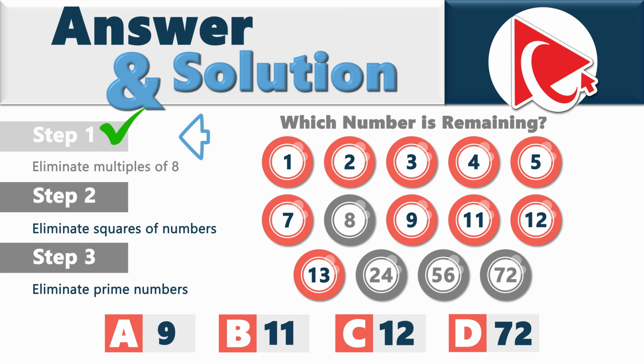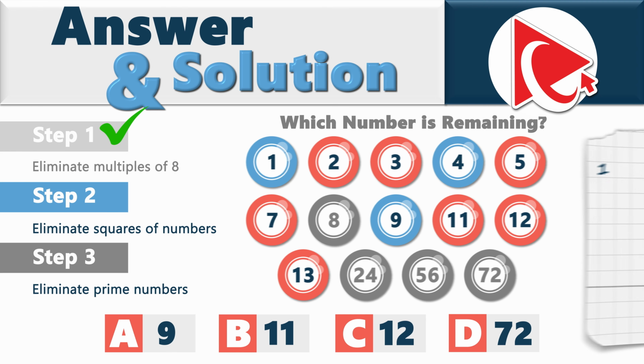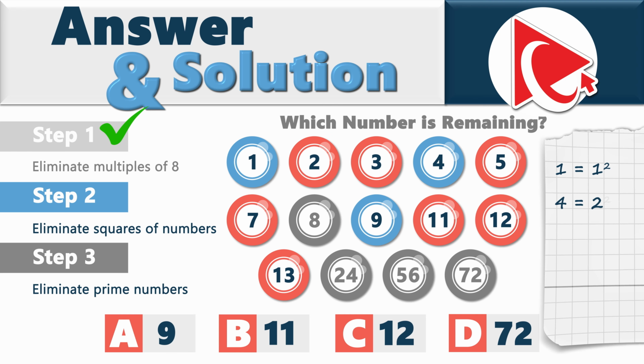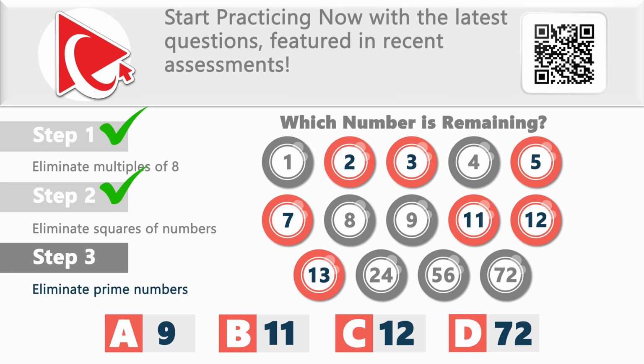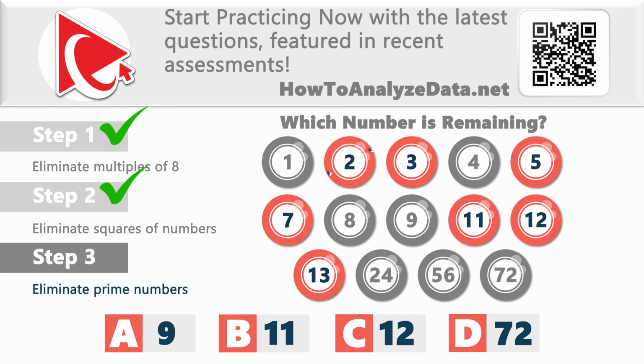We already solved step 1. In step 2, we need to eliminate square numbers. So the square numbers here are 1, 4, and 9. 1 is the square of 1, 4 is the square of 2, and 9 is the square of 3. Let's look at the remaining numbers of what's left. We have 2, 3, 5, 7, 11, 12, and 13.